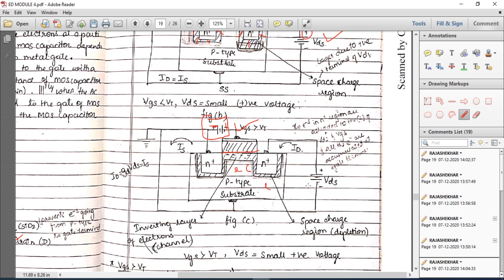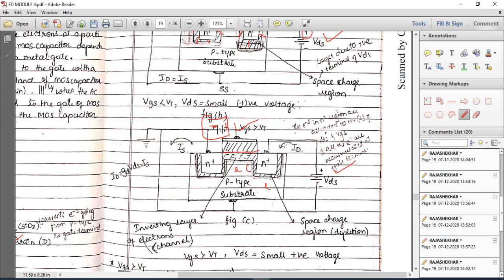Once this is formed and VDS is given a particular voltage, due to the movement of electrons, the electrons start moving from the negative terminal to the positive.